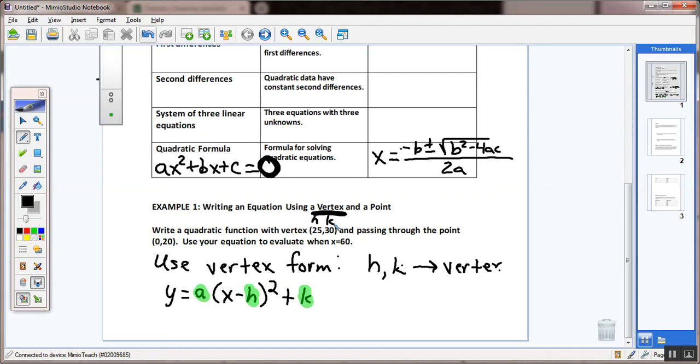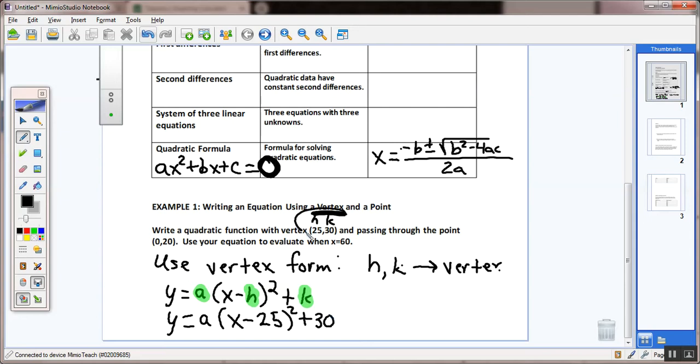30. Okay, so the first thing you're going to do is you're going to call this y equals some value a that we do not know yet times x minus, what's the h value? 25. 25, because that's where the vertex is. And then the k value, kids. What's the k value? 30. All right. What 2 values have I established up there of the 3 already? Which 2 values have we established already? H, K. Now we need to find what? A.